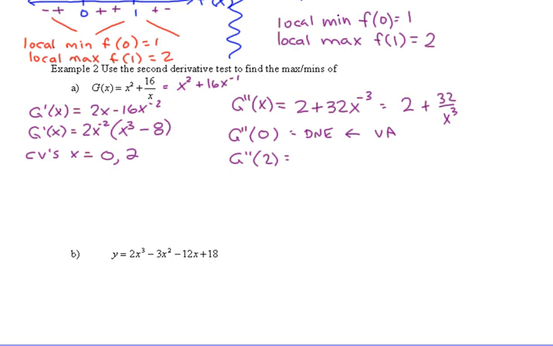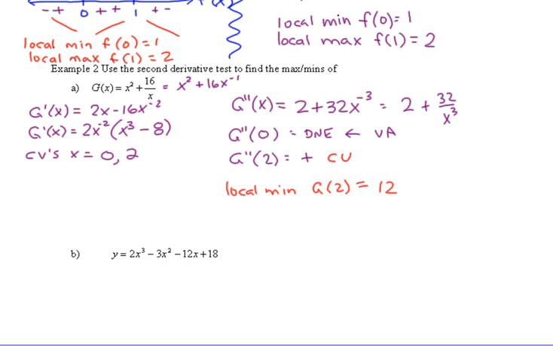Okay, let's try 2. 2 plus 32 over 8. Positive or negative? Positive, therefore it's concave up. U shows you the up, so therefore it's a local min. Local min, G of 2, we have to go back to the original, lucky us. 2 squared is 4, plus 8 is 12. Yep.